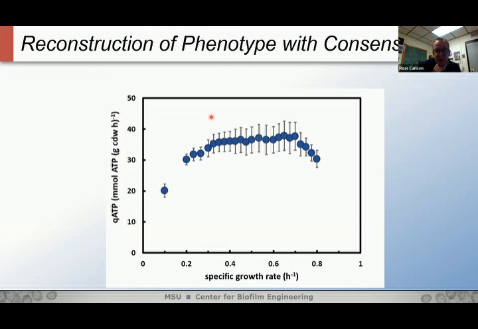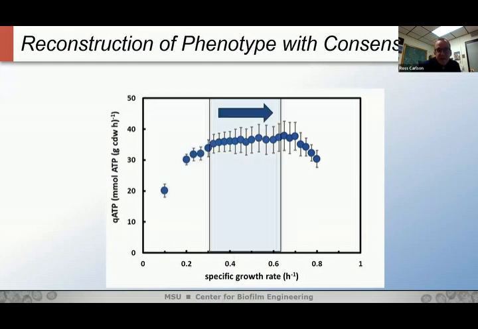So I'll walk you through our interpretation of what these plots represent. At low growth rates, the consensus fluxes represent a scenario where these cells can both increase the maintenance energy generation and the growth rate. So you have a positive flux here. So the cell can increase both of those fluxes without penalty.